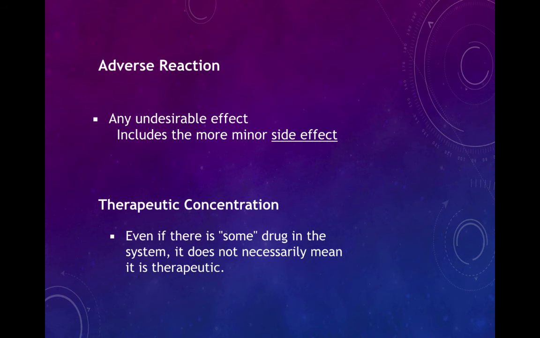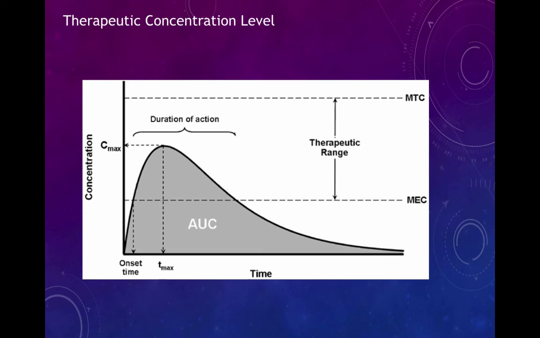Next is therapeutic concentration, which branches off of adverse reactions. With therapeutic concentration, we're looking at the concentration of a drug. Even if there is some drug in the system, it doesn't necessarily mean that it's therapeutic. It can be too high or too low. If it's too low, it's not enough to work, and if it's too high, that's when you can develop toxicity.